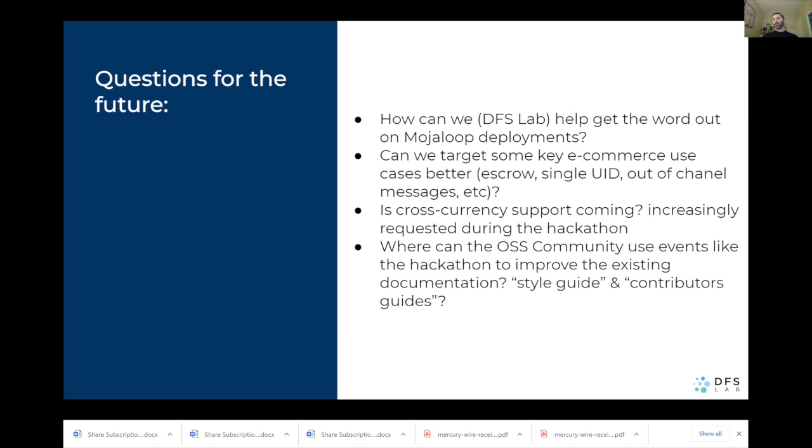How do we target some of the e-commerce and digital commerce use cases that I mentioned? Escrow, single sign-on, UID, out-of-channel messages, just keeping that need for something really smooth and easy to integrate, cross-platform, multi-channel, something that can go into a text message as much as it can go onto a mobile app or a website.